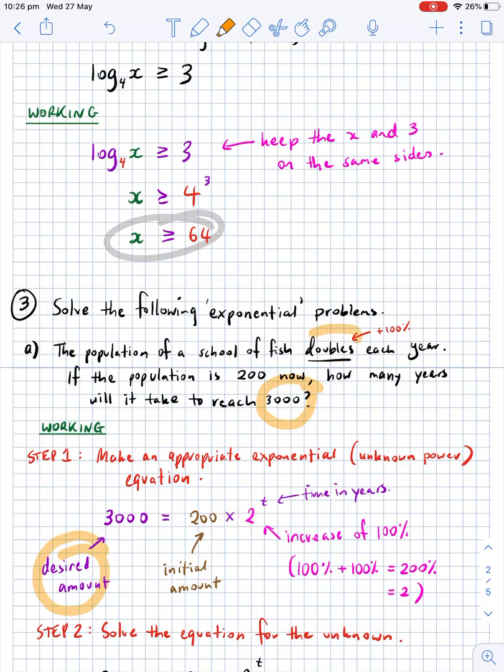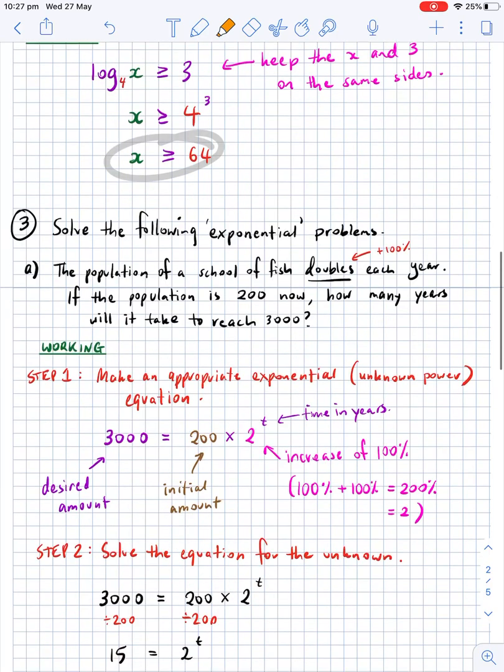Now this 2, where did we get this 2 from? The idea is, if something is doubling, that means it's increasing by 100%. So our original 100% of our population is increasing by itself, it's doubling. That gets up to 200%, which is the same as just 2. So therefore, that's where we get it from. It's coming from our doubling effect. And that percentage increase of 100% too, that is exactly what we need to power with an unknown power that is representing time in years.